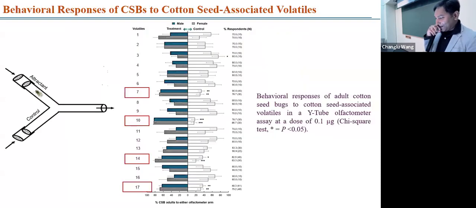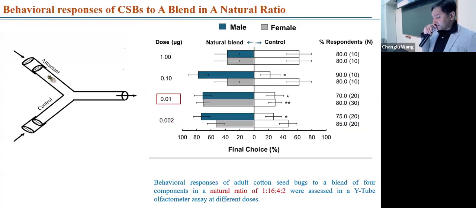At first I tested individual compounds, all 17 compounds, and found that compounds number 7, number 10, number 14, and 17, these four compounds, show better efficacy compared to the other chemicals, both on males and females. In the next stage, we made the natural ratio. We got the natural ratio of these four compounds and tested it in different doses. We found that the dose 0.01 is effective on both sexes, males and females.